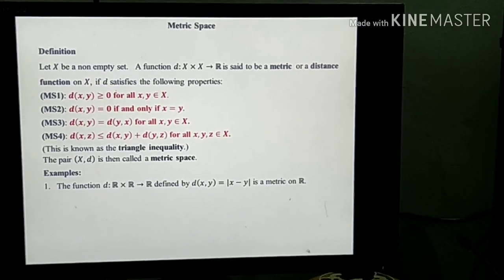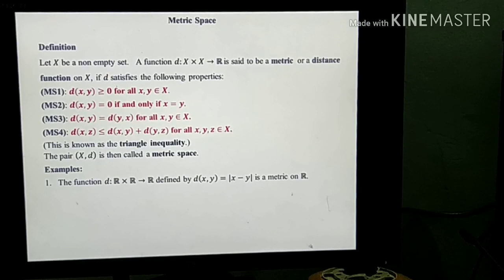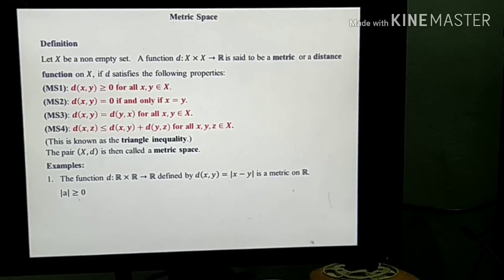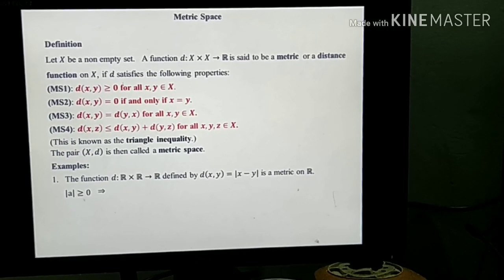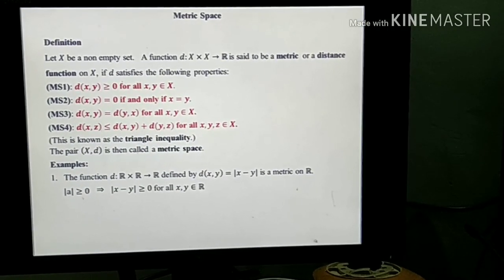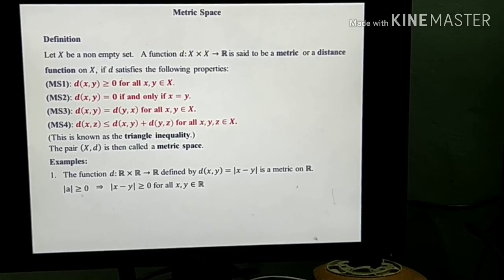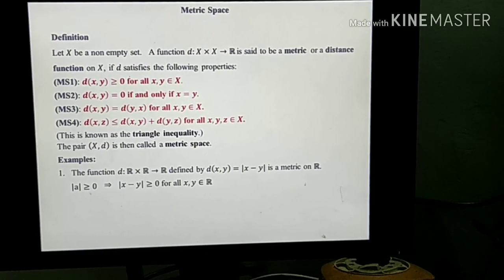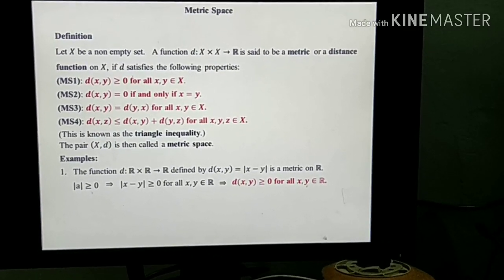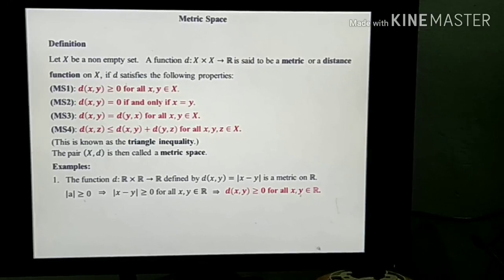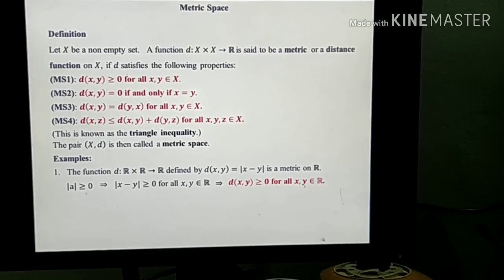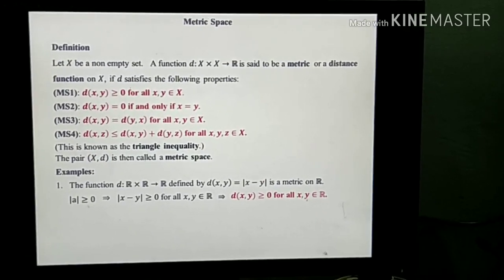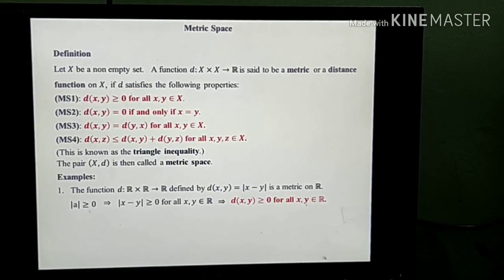See, as the modulus of any real number is greater than or equal to 0, that means mod a is greater than or equal to 0. Modulus of x minus y is also greater than or equal to 0 for all x, y belongs to R. But mod x minus y is nothing but our definition of d(x,y). Therefore, it implies that d(x,y) is greater than or equal to 0 for all x, y belongs to R. Therefore, the first non-negativity property is satisfied by D.